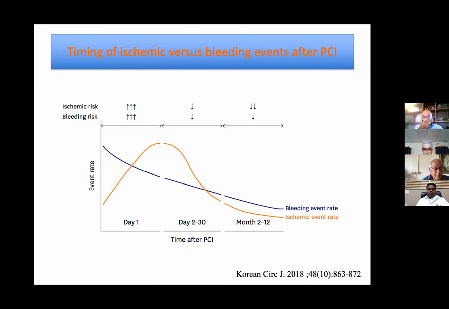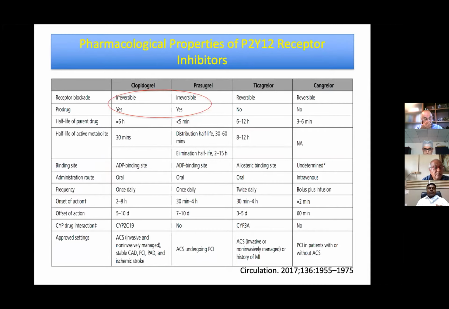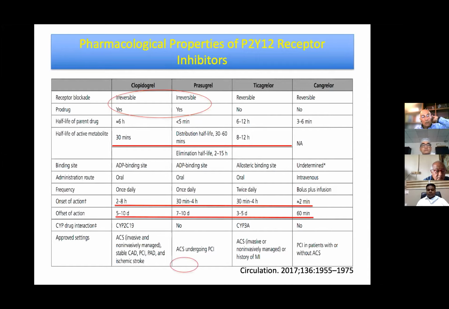So looking at the pharmacological properties of all the antiplatelets which are available in our armamentarium, you can see clopidogrel and prasugrel are prodrugs and irreversible. Ticagrelor and cangrelor are reversible. Clopidogrel has a half-life of active metabolite of 30 minutes, and prasugrel has a different type of distribution and elimination half-life. The onset of action is 2 to 8 hours for clopidogrel and 30 to 40 minutes for prasugrel and ticagrelor. Based on its potent inhibition, prasugrel has an offset of action of 7 to 10 days, with no drug interactions.